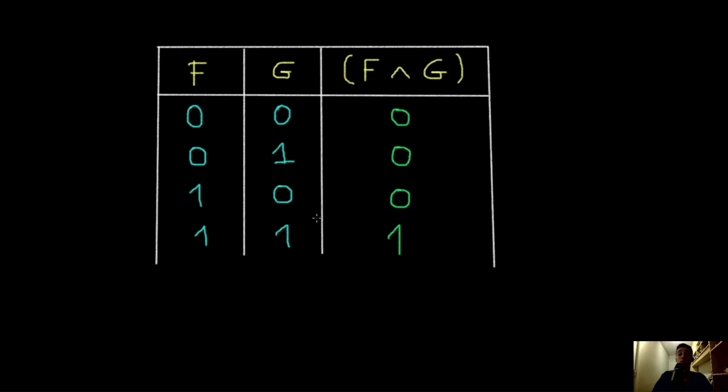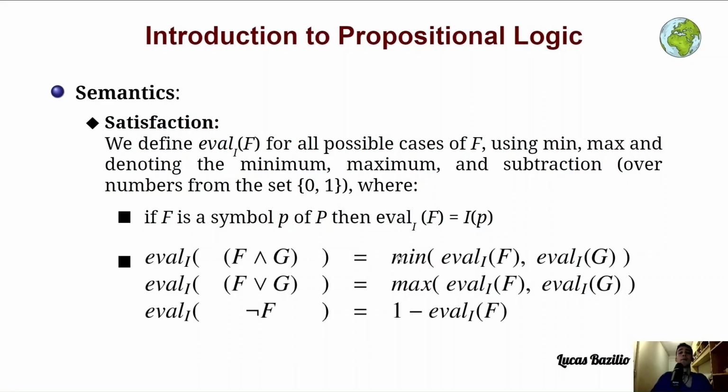And what is this truth table? Well, this is precisely the function minimum between these two formulas, right? If we compute the minimum of 0 and 0, this gives us 0. The minimum between 0 and 1 gives us 0. The minimum between 1 and 0 also gives us 0. And finally, the minimum between 1 and 1 is 1. That is why when we compute the minimum between both evaluations, we are essentially evaluating this conjunction.